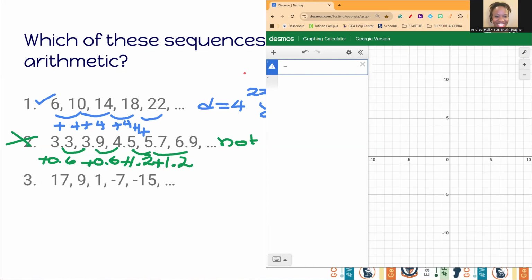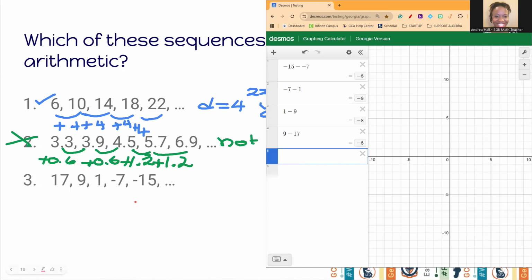Negative 15 minus negative 7. So you're going to have two negatives there. Then we have negative 7 minus 1. Then we have 1 minus 9. And then we have 9 minus 17. Okay, and all of them are negative 8.